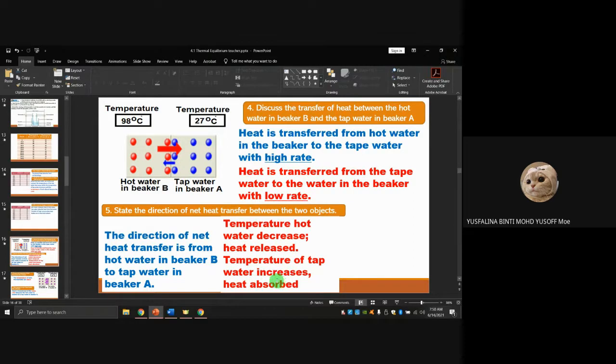So any object that releases heat, the temperature will decrease, while the object that receives the heat, the temperature will increase.